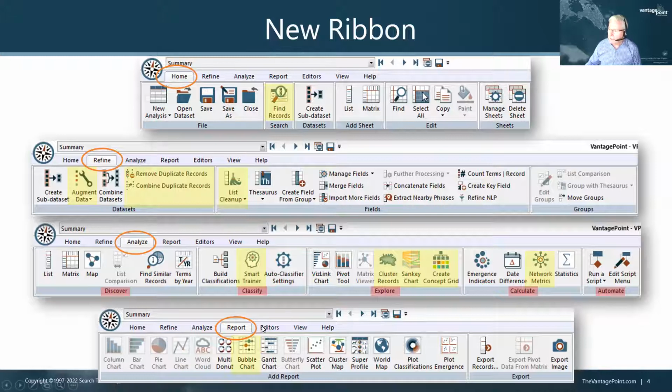In the report area, the bubble chart has been there, and you'll notice that it now gives you the ability to add a third field, and we'll demonstrate that. And then importantly, the ability to now export your analysis out to third-party tools. Historically, it's been Excel, but now we've added Tableau as well as PowerBI.